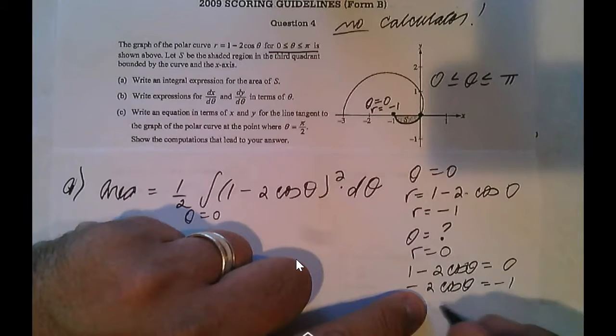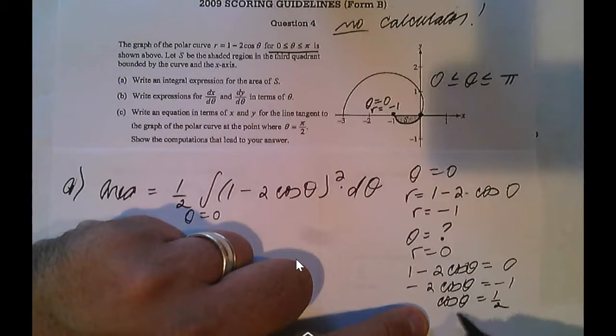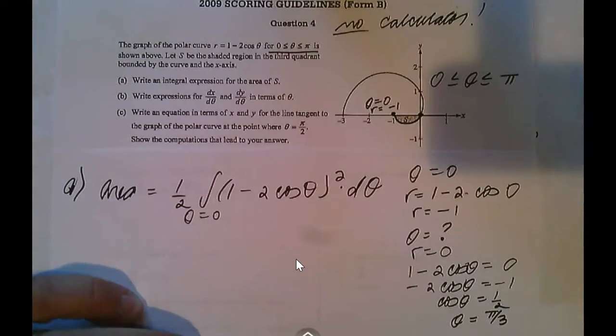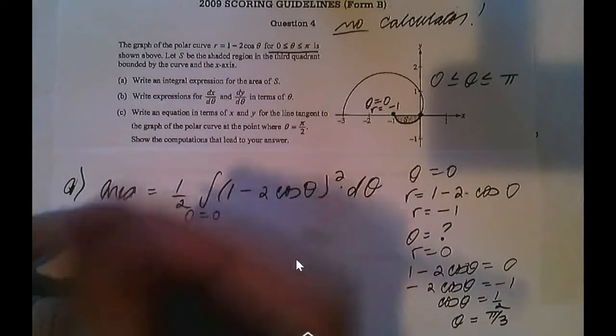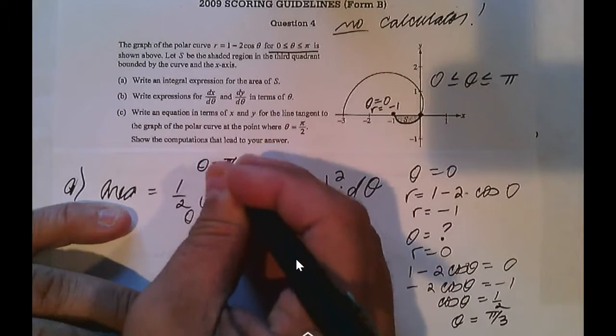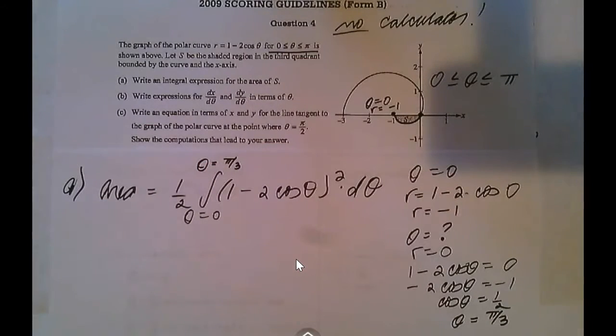-2 cosine theta equals -1. Cosine of theta is equal to 1/2. Where is the cosine equal to 1/2? That's going to be at theta equals pi over 3. That's your upper limit. Theta equals pi over 3.